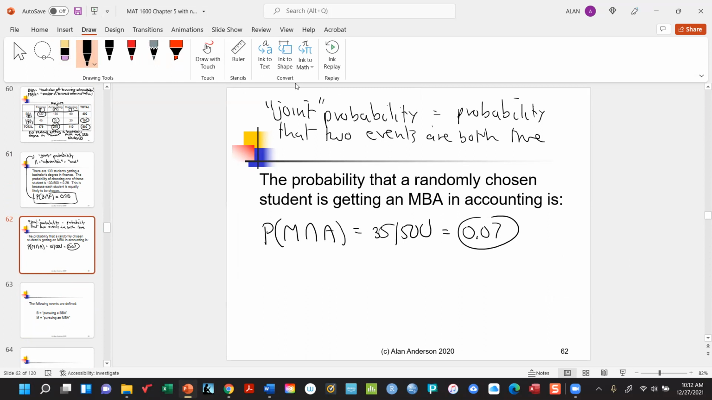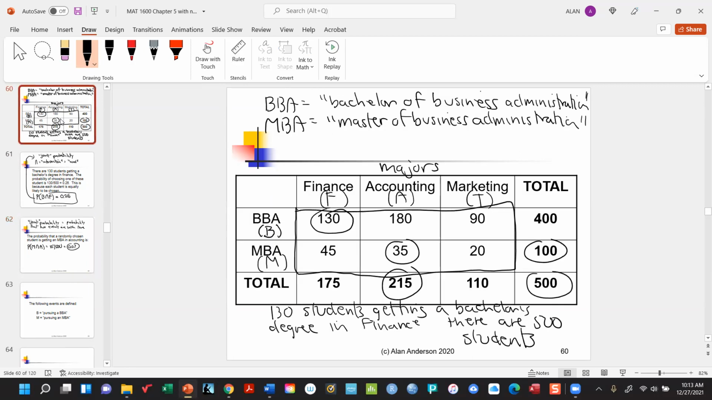Or you could say that they have both occurred. It means the same thing. So in other words, it's true this person we've chosen is getting an MBA and they're studying accounting. Now, altogether, in this table, there are six joint probabilities that we can calculate.